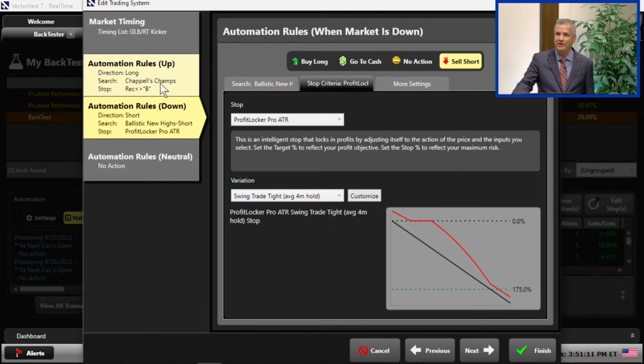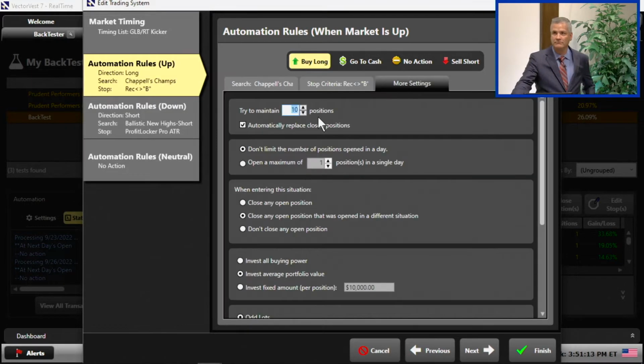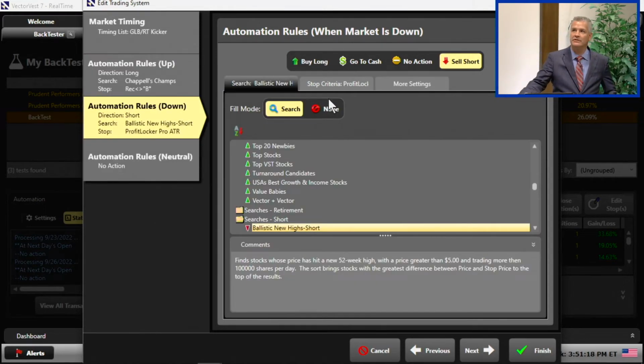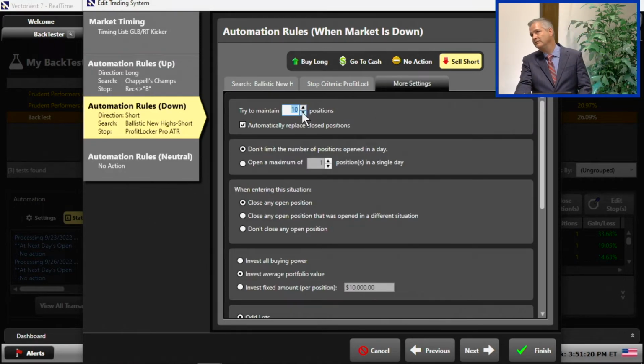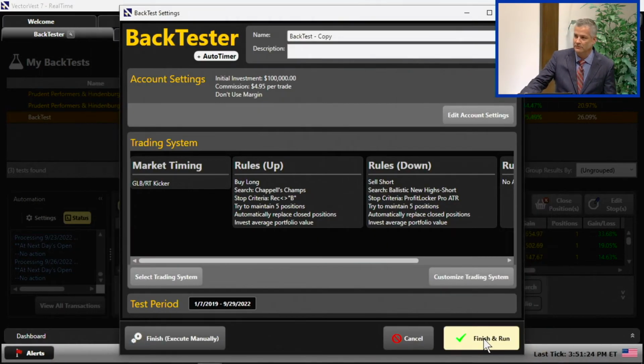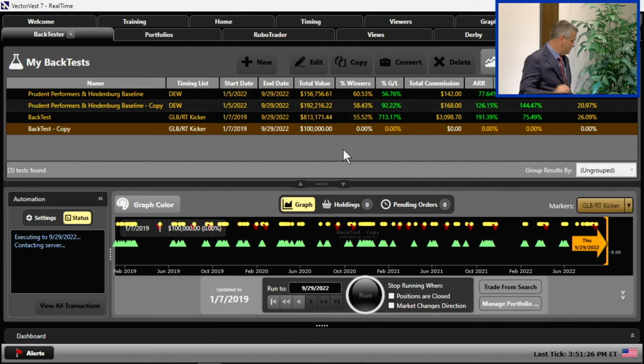The other thing that we're going to do is we're going to go to 5 stocks. We're going to go down to the shorts. We're going to go to 5 stocks. We're going to finish and run. Watch this baby go.